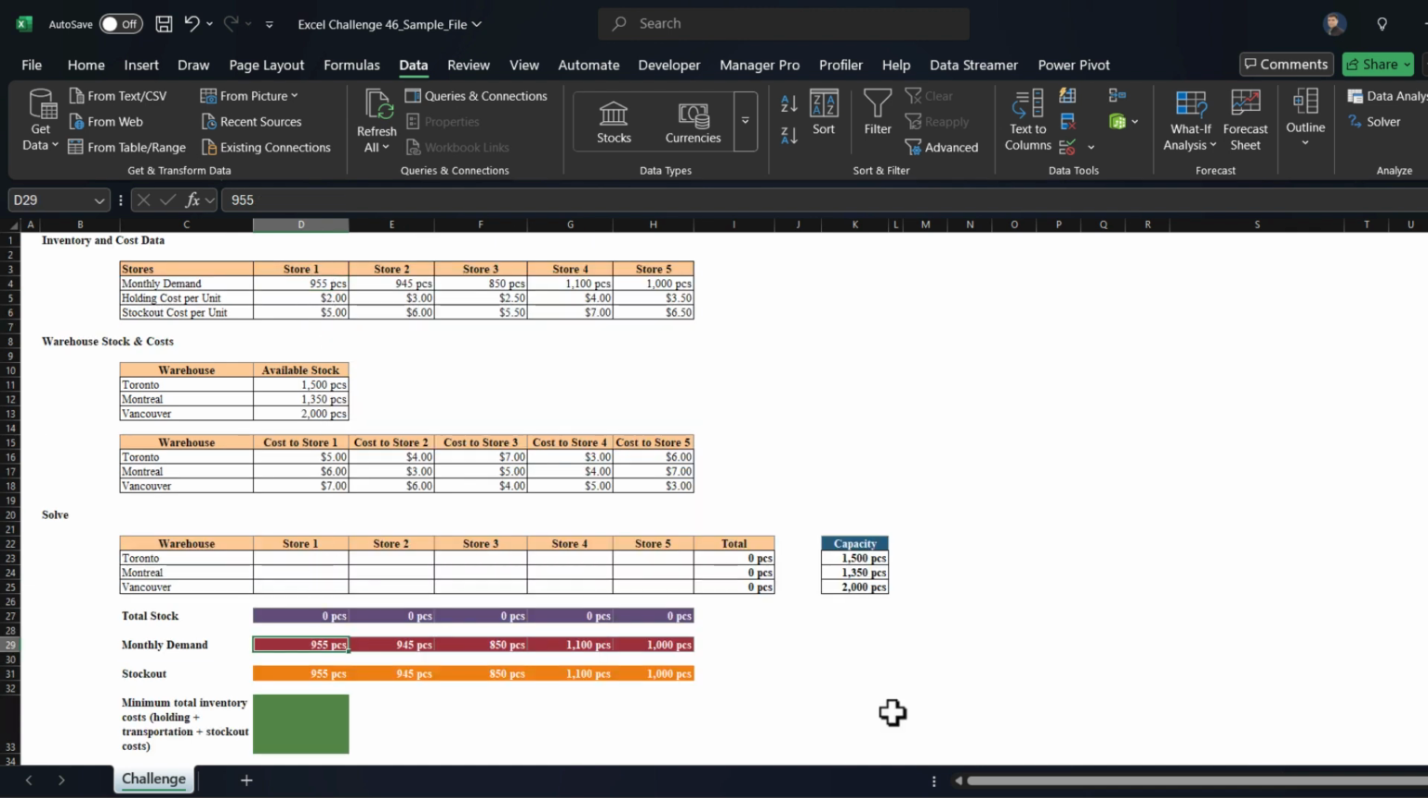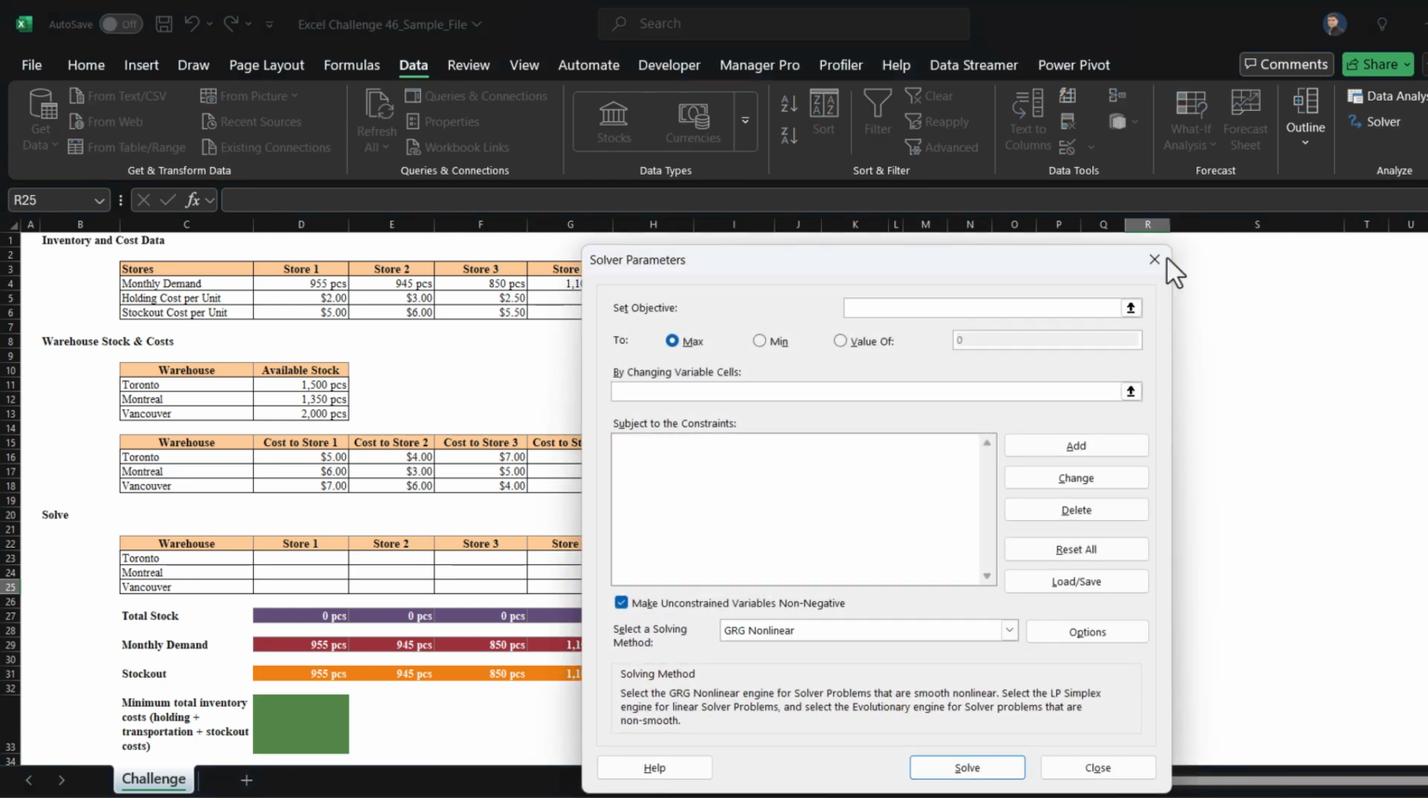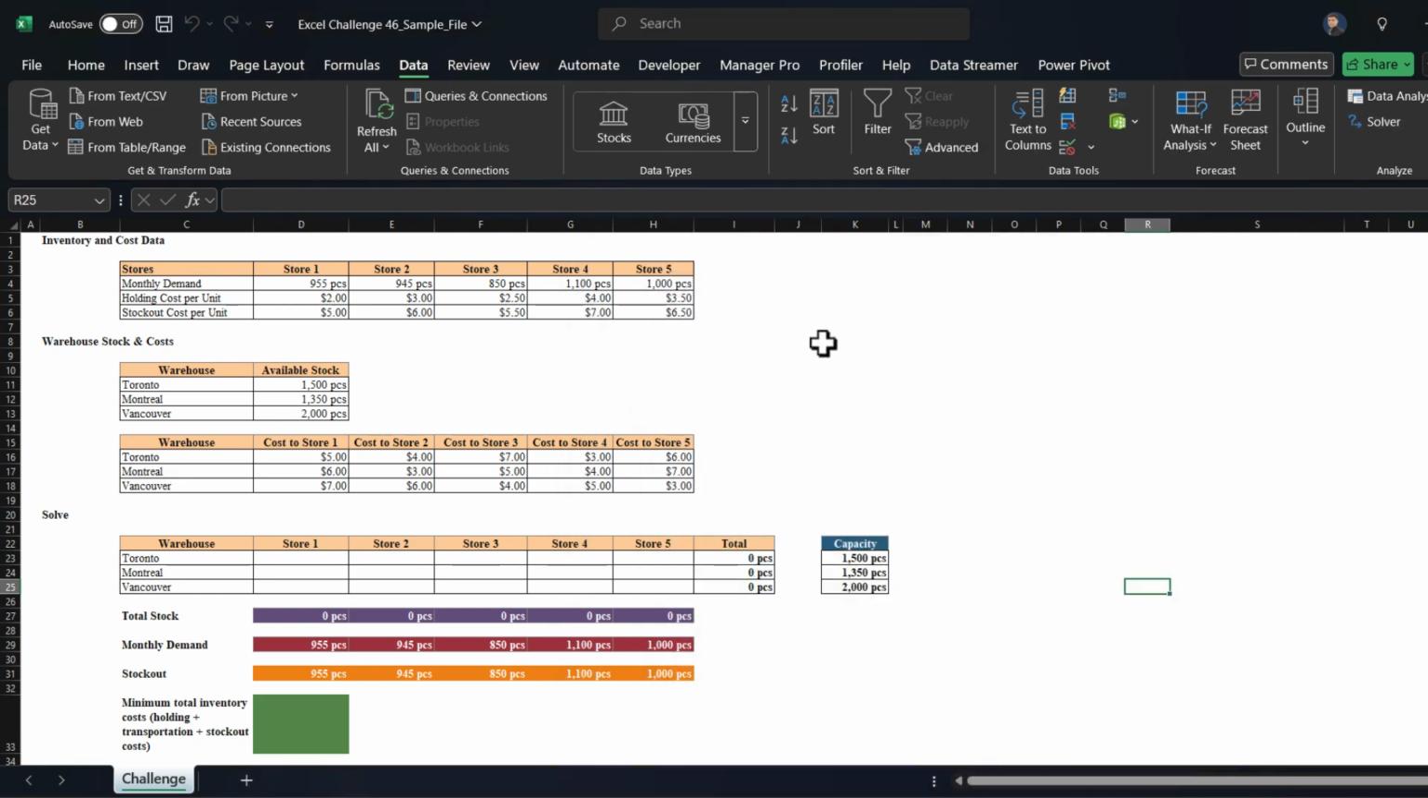So with all that in mind, here are your tasks. First, calculate the total inventory costs. That includes holding, transportation, and stockout costs down in cell D33. You can either use SUM or SUMPRODUCT functions for this. And the second task, use Solver to allocate monthly demand stock numbers for each store within this array while minimizing your total costs.